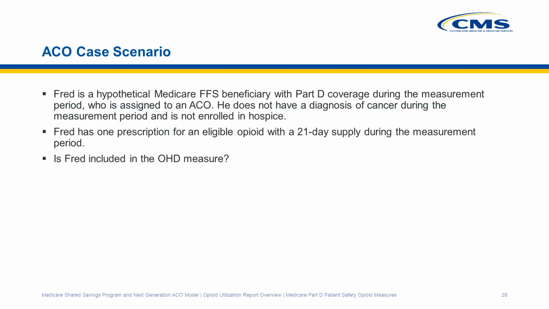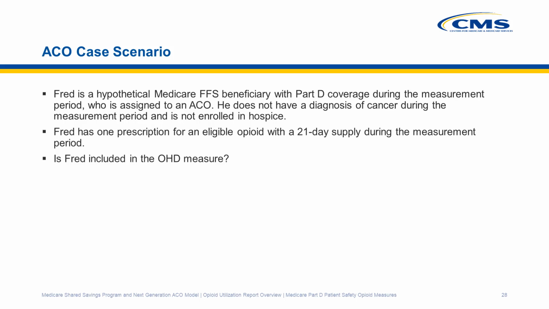Let's review a case scenario. In this scenario, we will determine whether from this example the individual would be included in the measures. Fred is a hypothetical Medicare fee-for-service beneficiary with Part D coverage during the measurement period assigned to an ACO. He does not have a diagnosis of cancer during the measurement period and is not enrolled in hospice. Fred has 1 prescription for an eligible opioid with a 21-day supply during the measurement period.